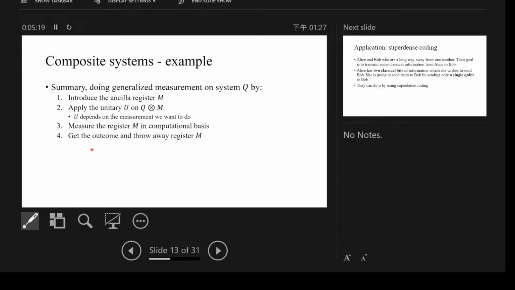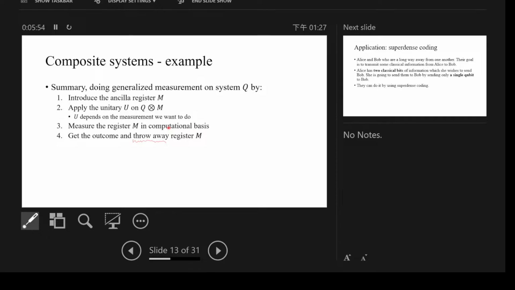I guess here we have a bit of a weird part about throwing away, and we'll make this a bit more formal later on. In the next chapter we'll talk more about what happens when you throw away a register. So that's a bit of a spoiler for the next chapter. Okay? So any questions so far?